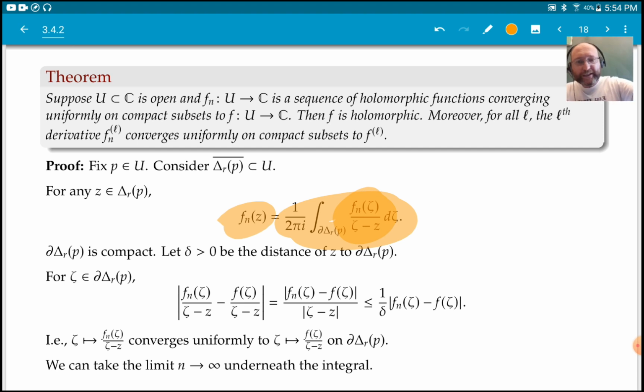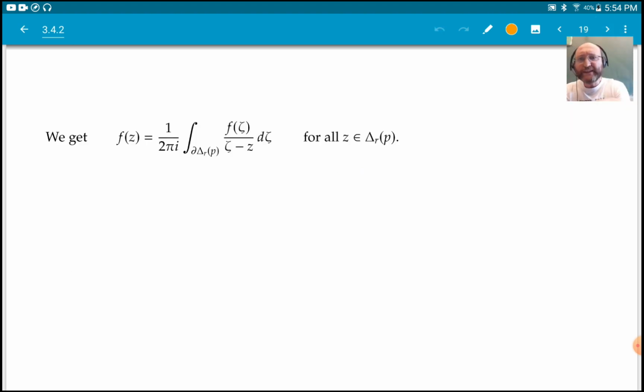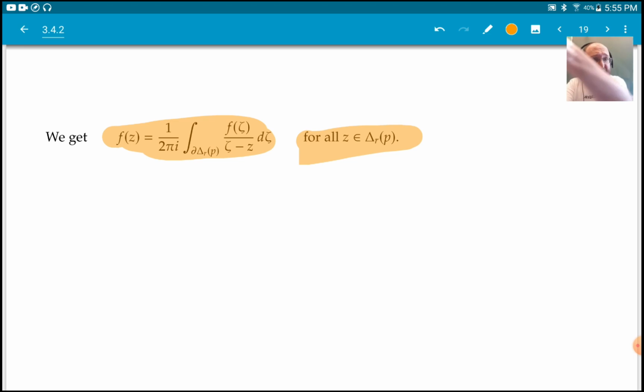So what do we get? Once we take the limit, we get this sort of formula. We get basically the Cauchy formula on this disk for f, right? And this worked for any z. So it didn't have to be just that particular z. Once you took that limit, that worked for any z.